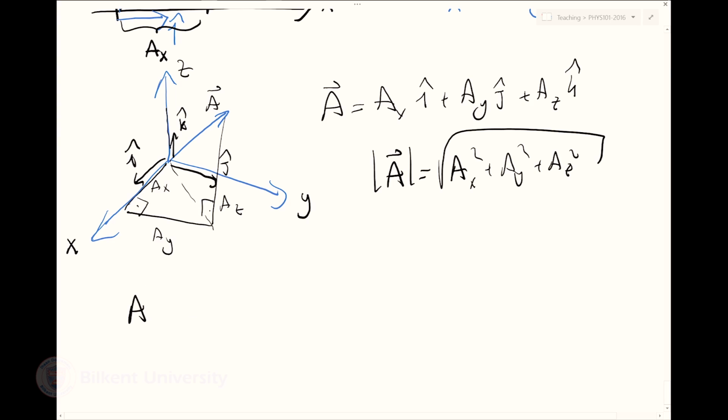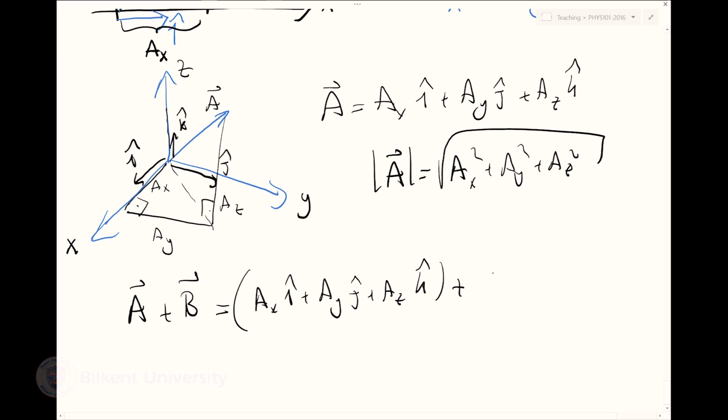Now, adding vectors, A plus B. Geometrically, it required some work. I need to carry one vector to the tip of the other. But when I express things algebraically, it's actually going to be very simple. Why? A is ax i hat plus ay j hat plus az k hat, plus B is bx i hat plus by j hat plus bz k hat.